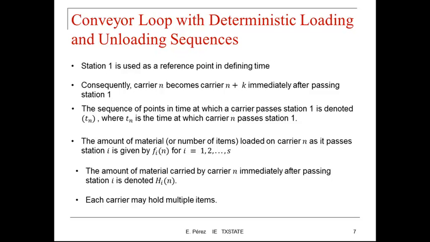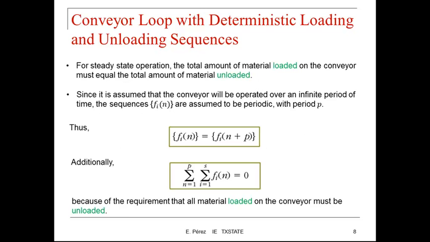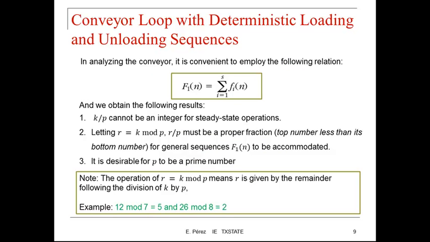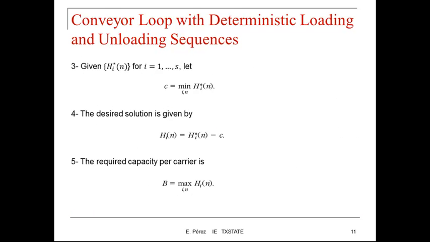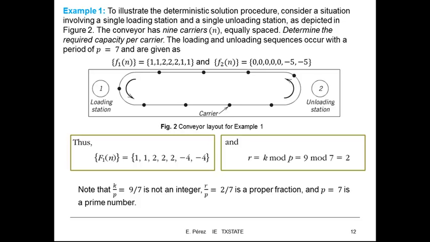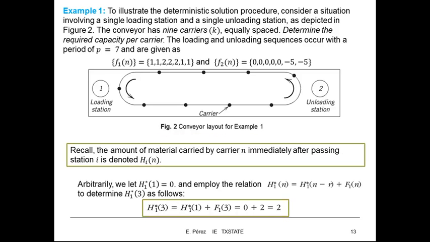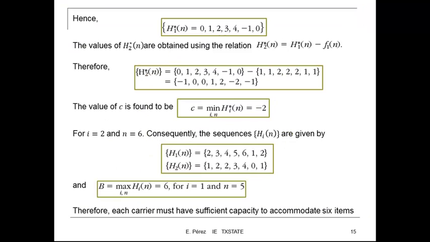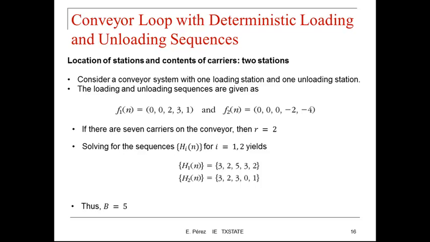So this is the description of the methodology that you follow in order to get to that solution, and this is something that we already discussed in class. When solving this problem, in which we have 9 carriers equally spaced in 7 periods for loading and unloading, we were able to determine that the capacity for each one of those 9 cars should be equal to 5, which is the value of B.